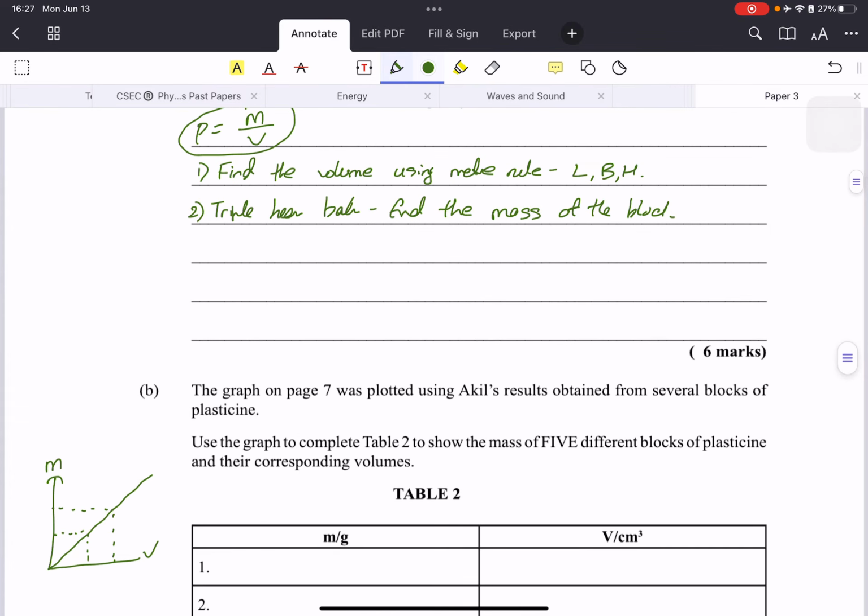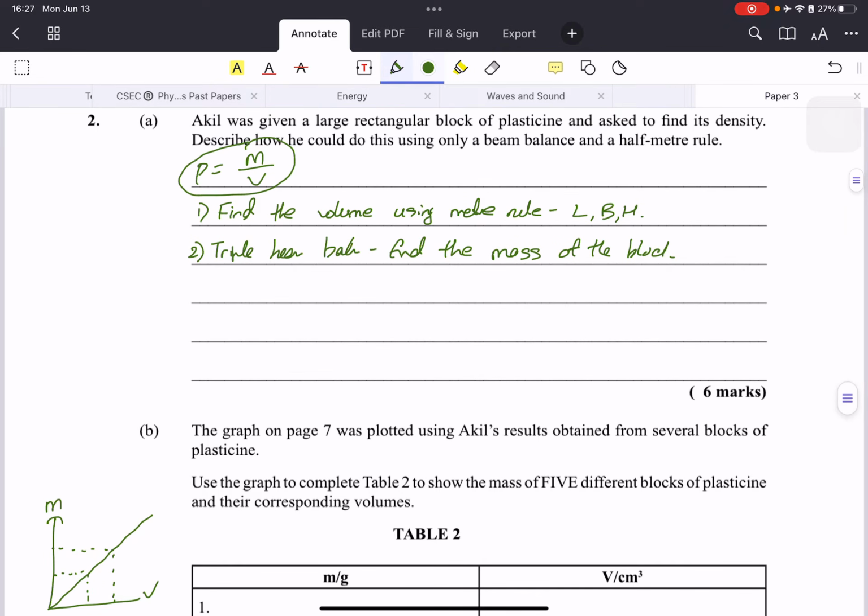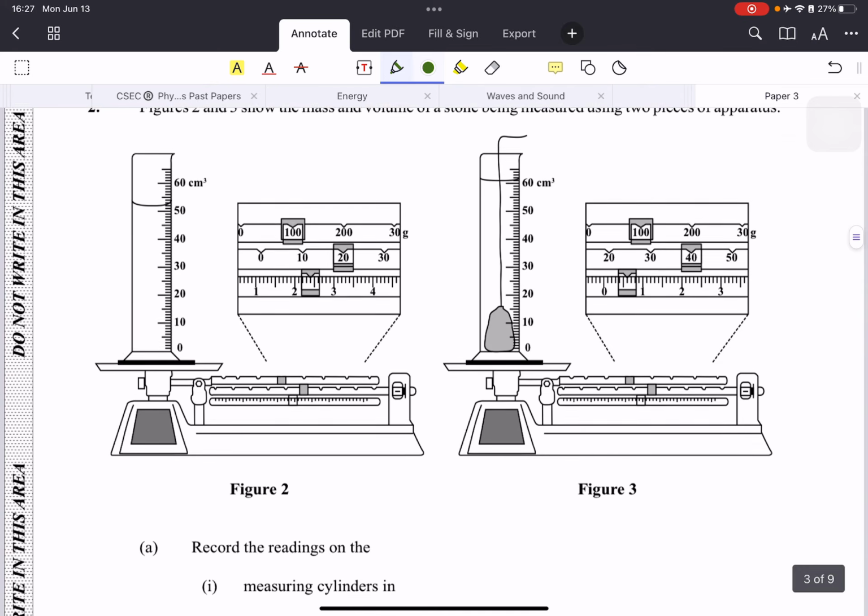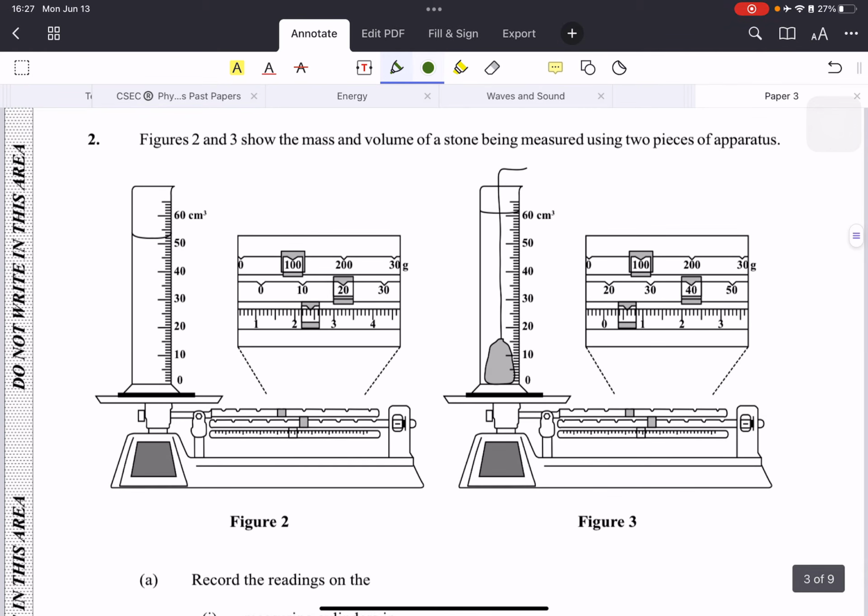So this actually falls under a measurement question because they're using the triple beam balance and the ruler to measure, right? So let's take another example now. Here we have a triple beam balance, which is this, and we have another way of measuring, which is using the meniscus or the volume of water in the container here, right?